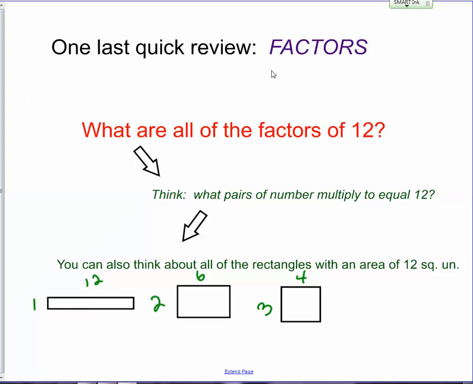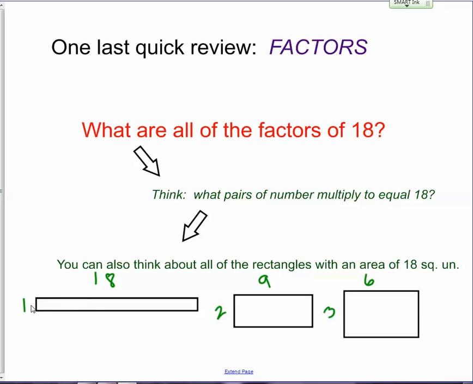And then we quickly reviewed factors, and I'll show you the reason in just a minute, just to make sure everybody remembers that factors are just numbers that multiply to equal 12. And if you think of rectangles, the dimensions of all the possible rectangles with an area of 12 square units is a really easy way to find all the factors of 12. So I can have a 1 by 12 rectangle, 2 by 6 rectangle, and a 3 by 4 rectangle. And then we looked at the factors of 18. And the rectangles I can make that have an area of 18 square units are a 1 by 18, a 2 by 9, a 3 by 6.